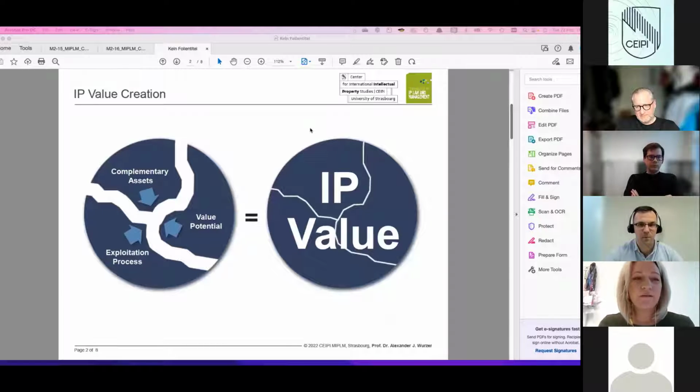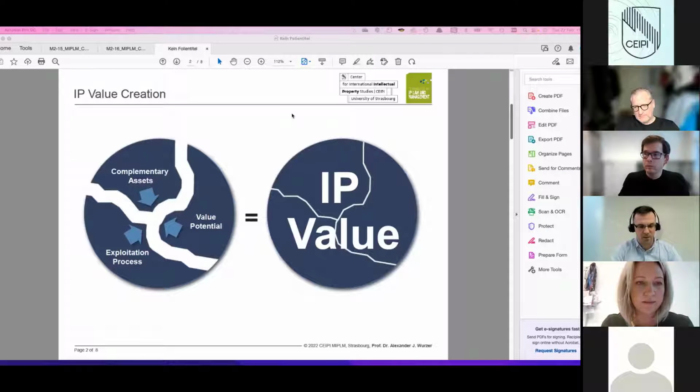So here we start from IP value creation. As we all know, IP value depends on three prerequisites, which we see on the slide. One of them is value potential or exclusivity. That means whether the related IP enables us to obtain exclusivity.